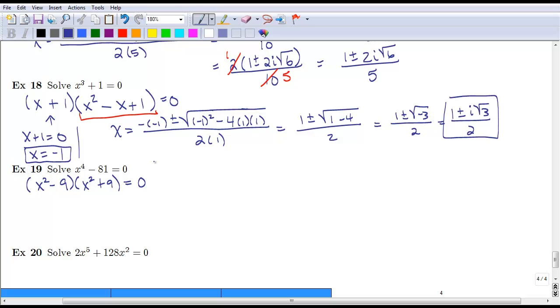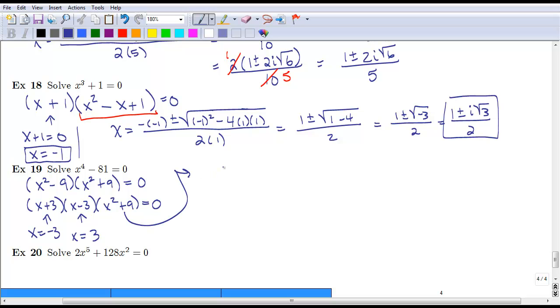And then again, anytime we've got a squared function, we need to see if it'll factor a little bit further. In the case of the x squared minus 9, this will factor to be x plus 3, x minus 3. However, the x squared plus 9 is not factorable in the real numbers. That's going to give us 2 imaginary roots. And here we know that this is going to give us x is equal to -3. Our second term is going to be x is equal to +3.